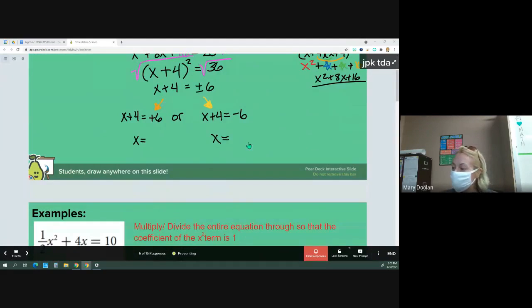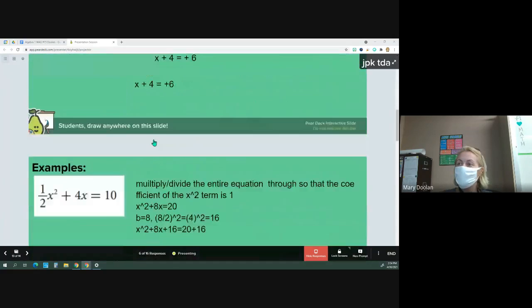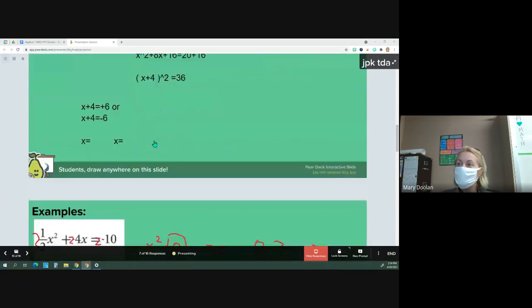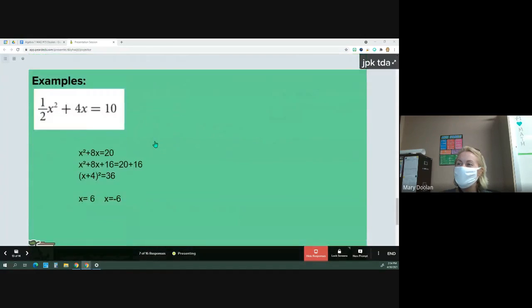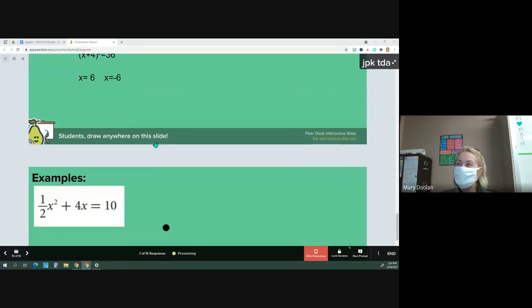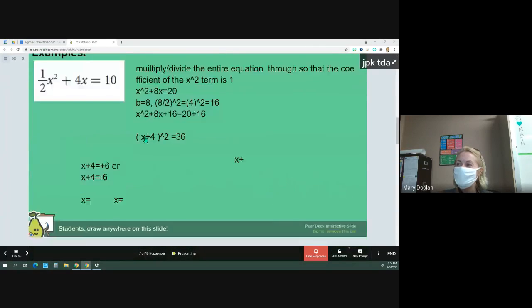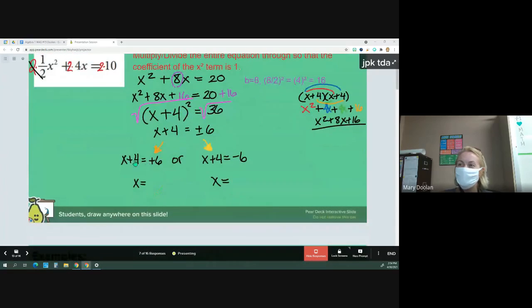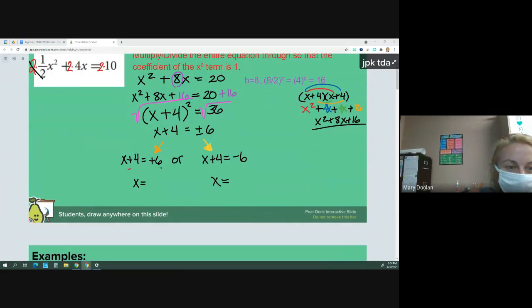So let's see, what are our two possible answers here? For this side, x could be what? So we don't have it yet. We're just going to solve each equation using inverse operations. Subtract 4, subtract 4. 6 take away 4, it's 2. Over here, subtract 4, subtract 4. Negative 6 minus 4 is negative 10.